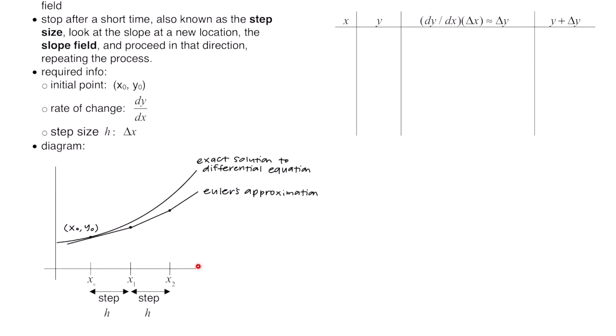So here's a basic diagram of what's happening in Euler's method. You have your curve, and this is the exact solution to the differential equation. You have your initial point right here, and then you have a tangent line approximation, and then it gets adjusted. So here's your step size, your change in x or h. It gets adjusted again, and that will give you Euler's approximation.